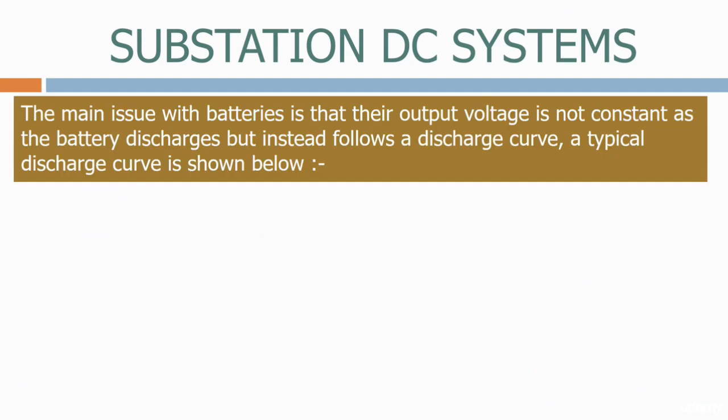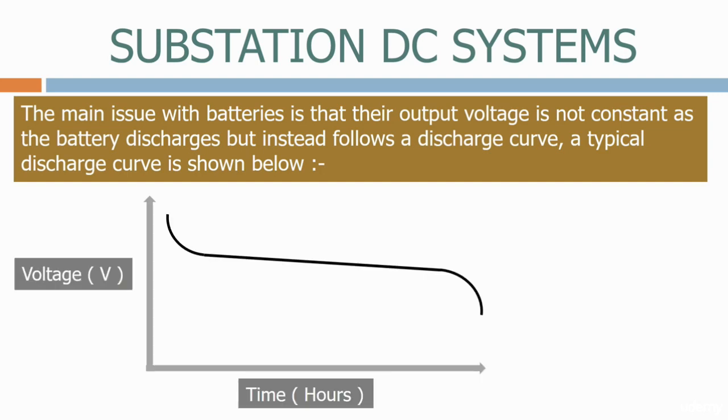The main issue with batteries is that their output voltage is not constant as the battery discharges, but instead follows a discharge curve. A typical discharge curve is shown below. The curve has three distinct stages. When the cell is first connected to the load, there is a high rate of voltage drop. Depending on the load applied, this initial phase can last from a few minutes up to an hour.